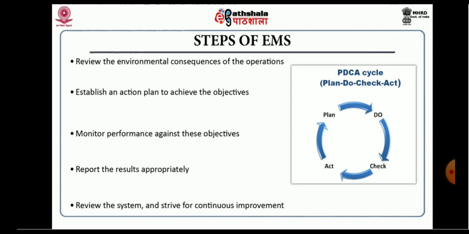So here in EMS, review the environmental consequences of the operations, and establish an action plan to achieve the objectives. Third, monitor performance against these objectives. Fourth, report the results appropriately. And the final thing is review the system and strive for continuous improvement. So these are all the steps to be taken in EMS according to PDCA. The PDCA cycle is also called the Deming cycle.